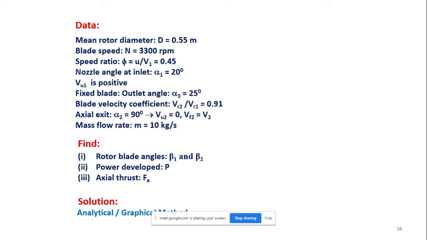Axial exit, this one you check. Axial exit means alpha 2 is 90 degrees, VW2 is 0 and V2 equals VF2. This condition will apply directly. Whenever they say the exit is axial, they mean these conditions. It is implied that these conditions will be taken.